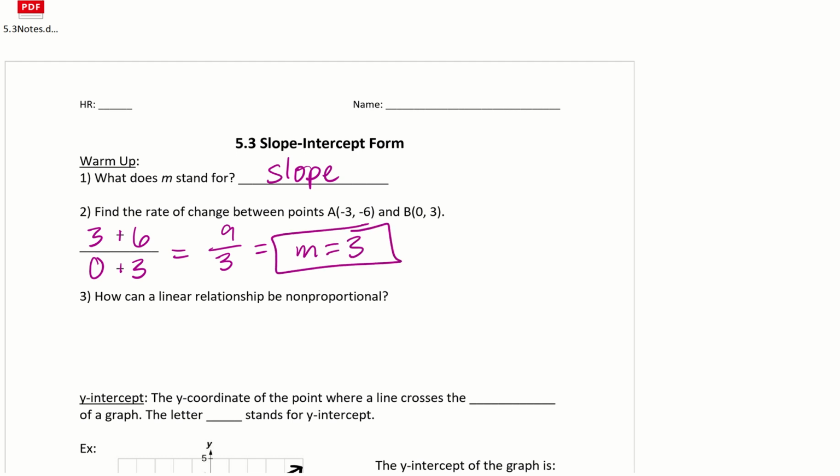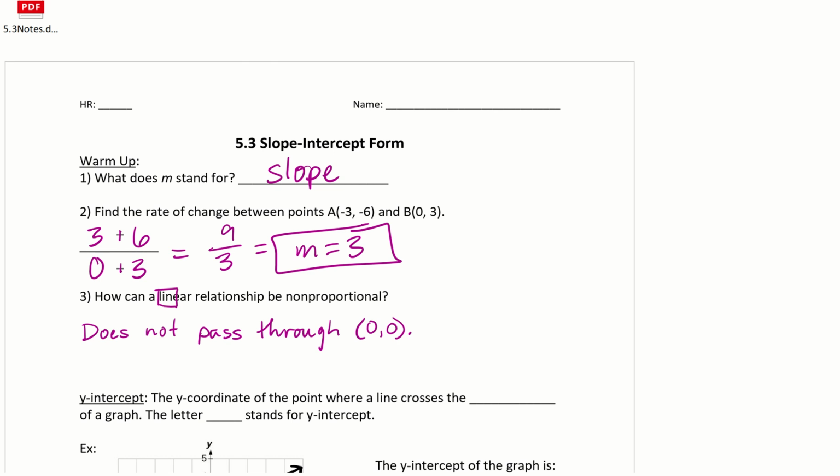And then the last one, number 3, how can a linear relationship be non-proportional? Remember, straight line and linear, those mean the same thing. You've got the word line and the word linear, so that should help you remember that. It is non-proportional if it does not pass through the origin. So it does not pass through the origin, or you can put 0, 0. I don't care, either one. And that is it for your warm-up.